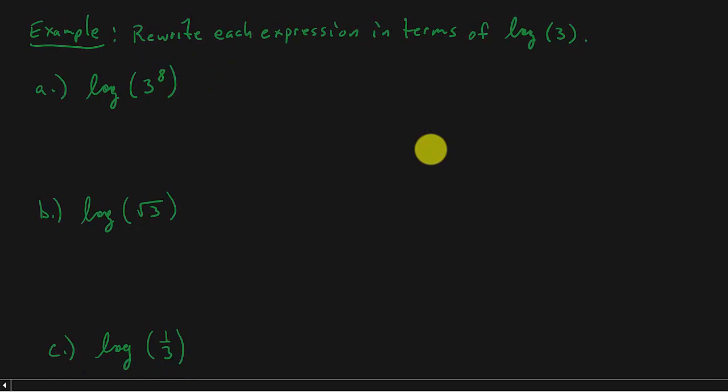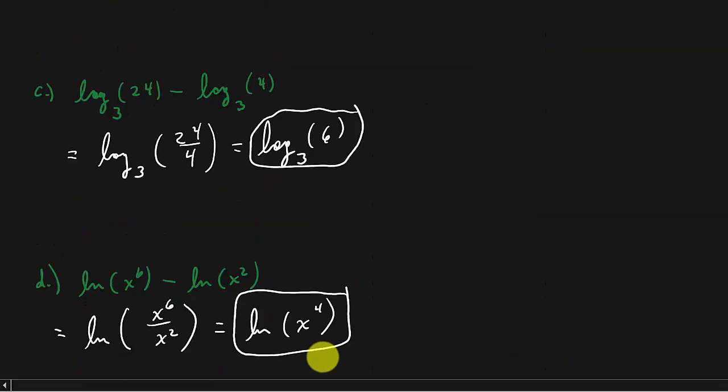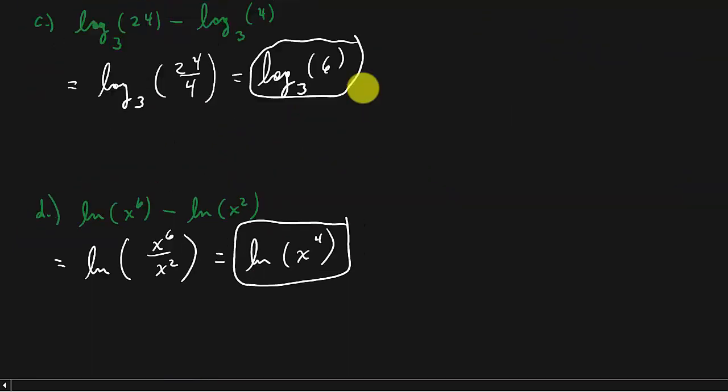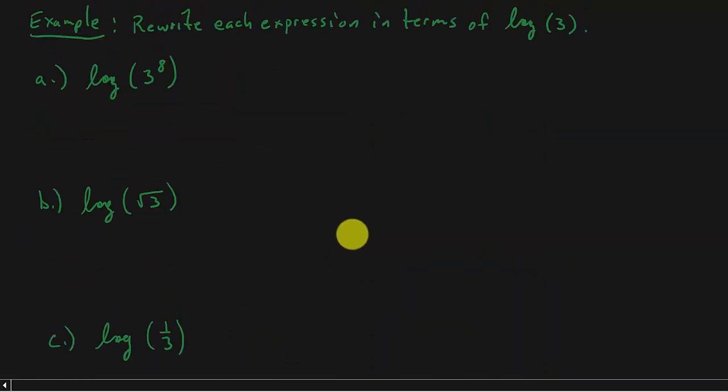Rewrite each expression in terms of log 3. So what they want here is they just want log 3. They don't want anything else in the parentheses here, just log 3. So for this one, I need to get rid of this 8. Well, remember that property we just had, this one right here, that says we can take this exponent and move it down in front and multiply it. All right, so this is going to be 8 times log 3. Okay.